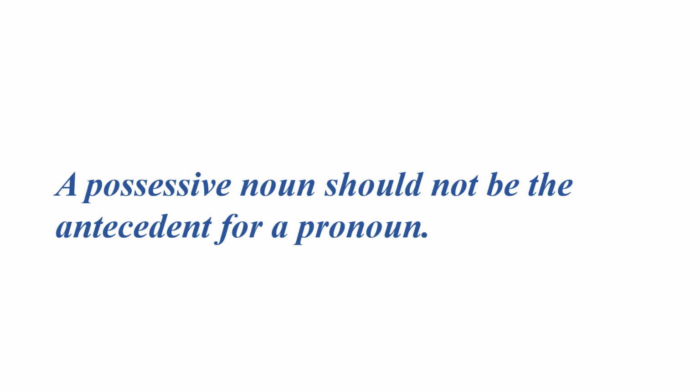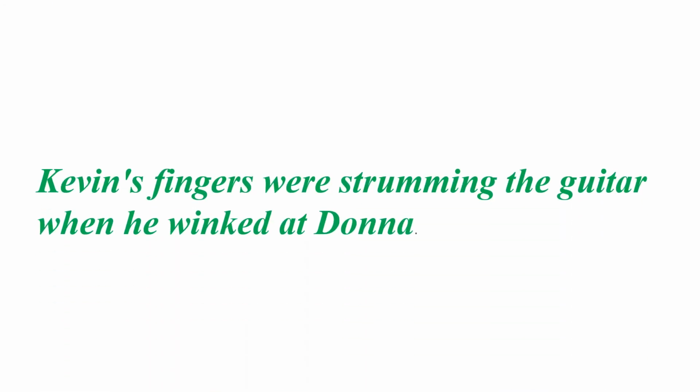Another caution: a possessive noun should not be the antecedent for a pronoun, because a possessive noun is always regarded as an adjective, not a noun. Here's an example. Kevin's fingers were strumming the guitar when he winked at Donna. From this sentence, we can understand that while strumming the guitar, Kevin winked at Donna.